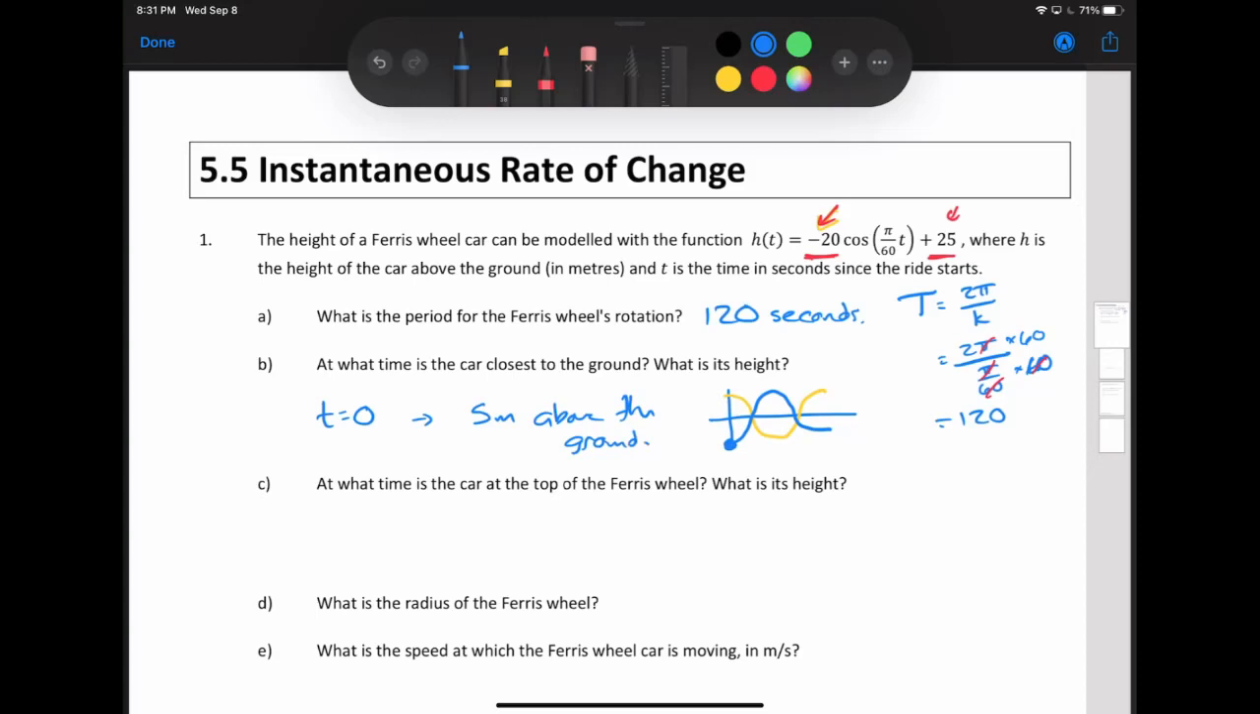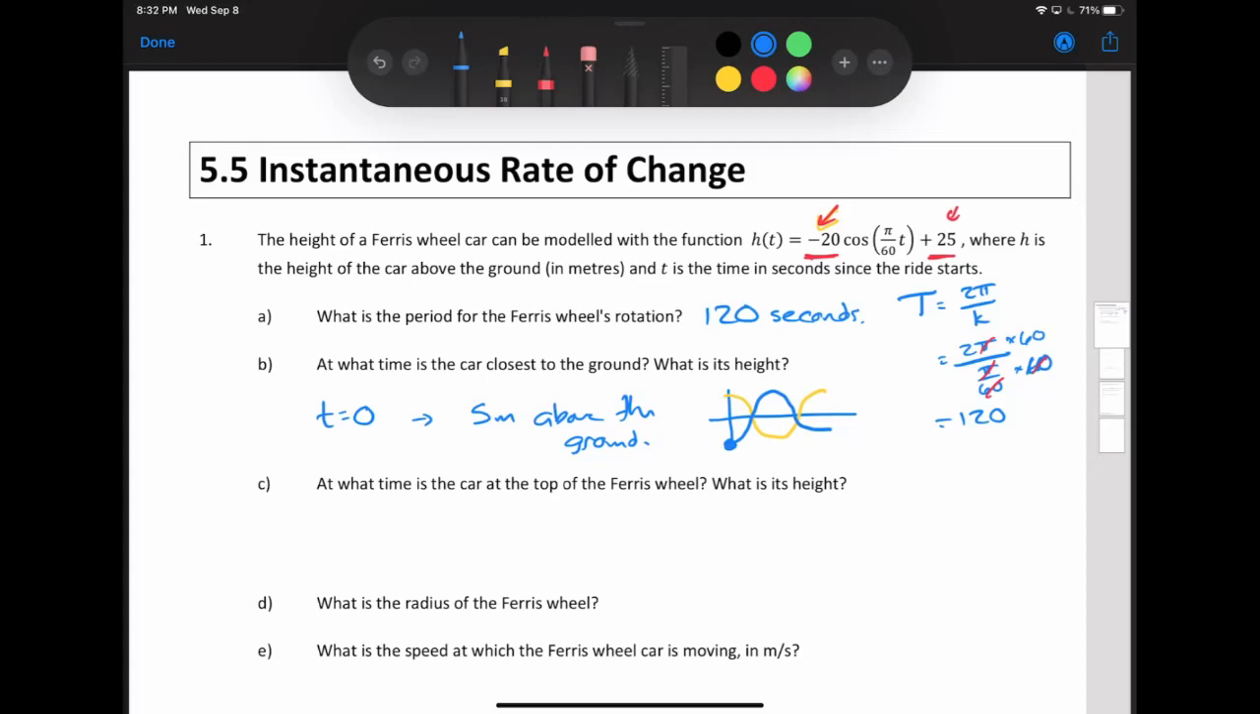Which is actually pretty high for a Ferris wheel to start. 5 meters off the ground is like 2 stories. No one said math questions had to be super realistic. Part C. At what time is the car at the top of the Ferris wheel, and what is its height?